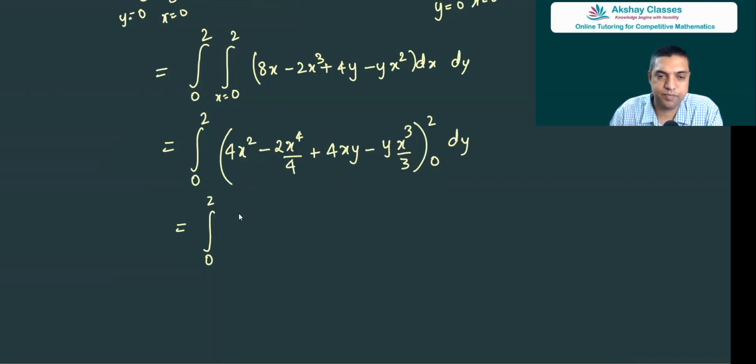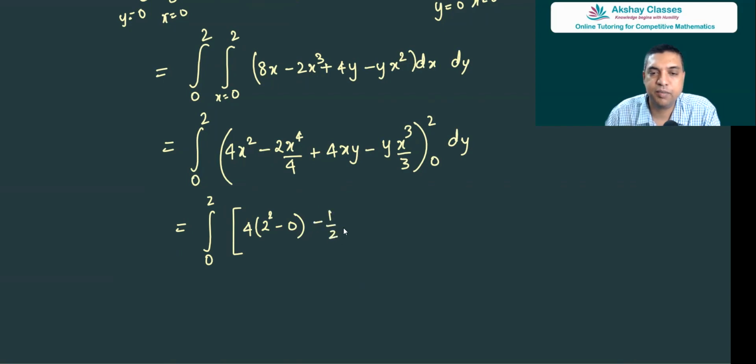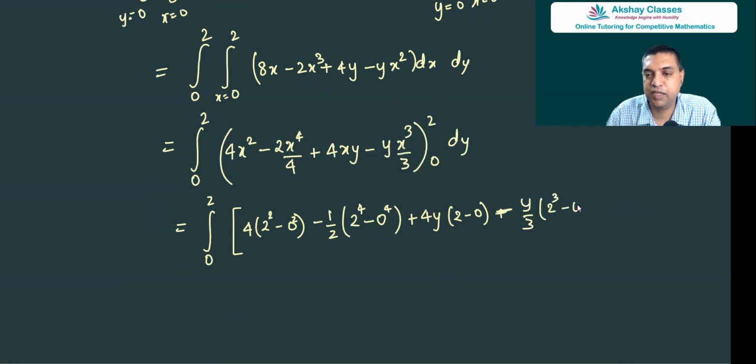So we get 4 into 2 square, upper limit minus lower limit. And for each term individually, I'm doing minus half times 2 power 4 minus 0 power 4, plus 4y times 2 minus 0, minus y by 3 times 2 cube minus 0 cube.